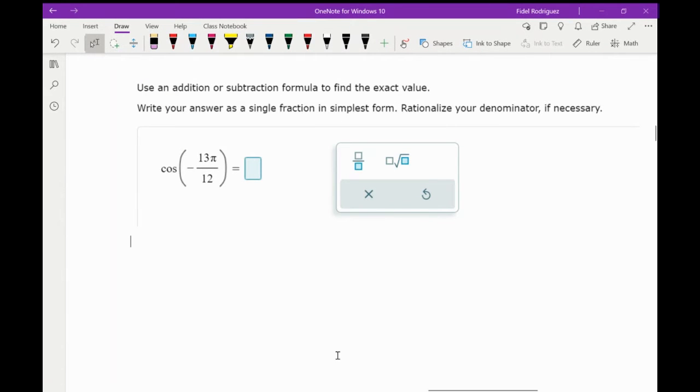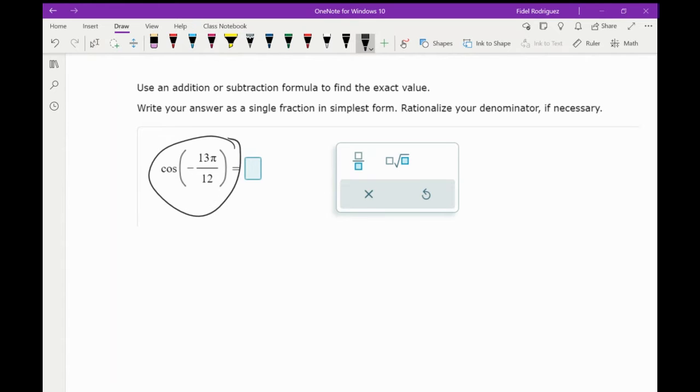So guys, before we do anything new, this here is a problem from 5.2, and it says, use the addition and subtraction formula to find the exact value. Write your answer as a single fraction in the simplest form. Rationalize the denominator if necessary. All right, so first thing I'm going to do here, y'all, is I'm going to take this.